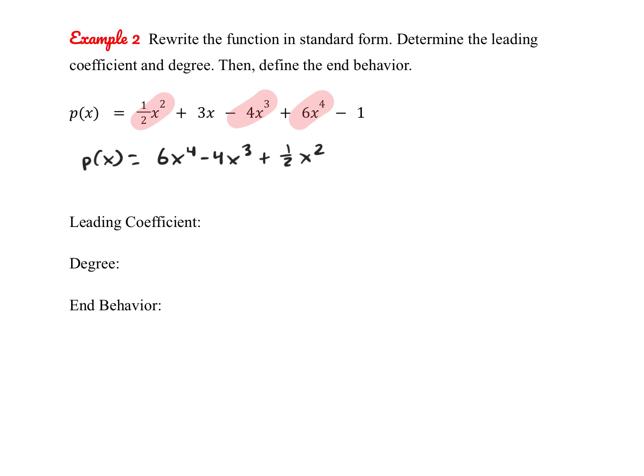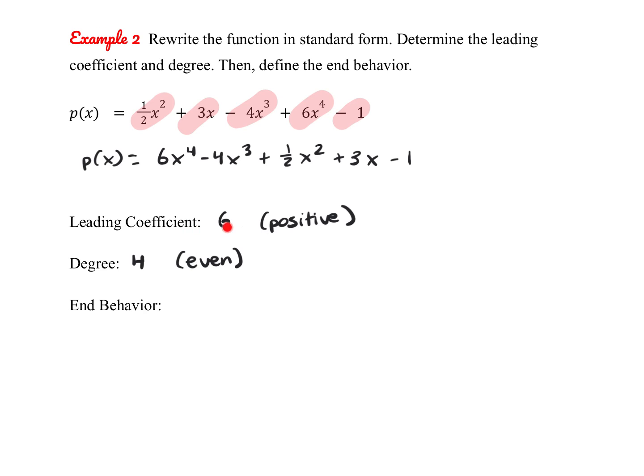I do want to point out, again, it's totally fine to have a coefficient that's a fraction. It's just your exponents cannot be fractions. And then plus 3x, then minus 1. So that's our standard form. And then our leading coefficient, we can see, is the coefficient of the term with the biggest exponent. Our leading coefficient is 6, which is positive. That's really all we care about, is the sign of our leading coefficient. And then our degree is 4. It's our largest exponent of any individual term. And I'm going to make a note that that means it's even.